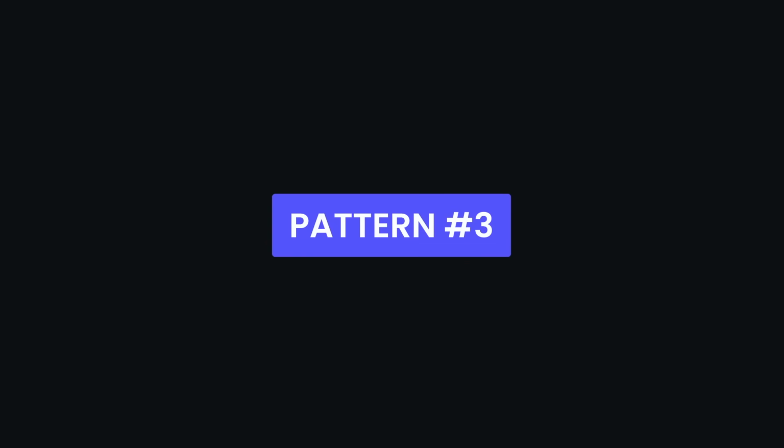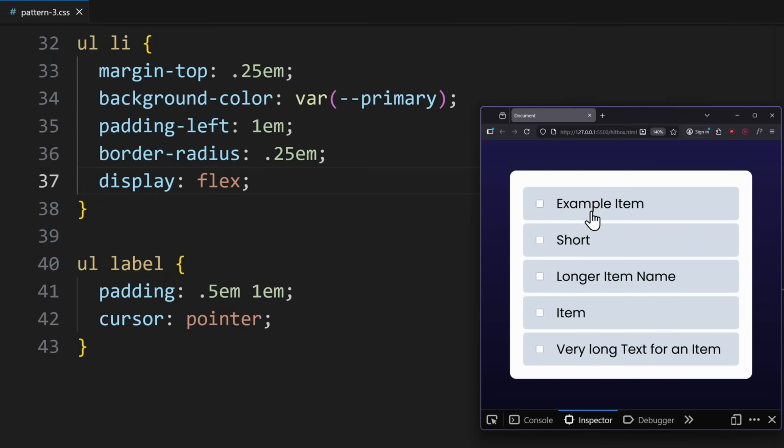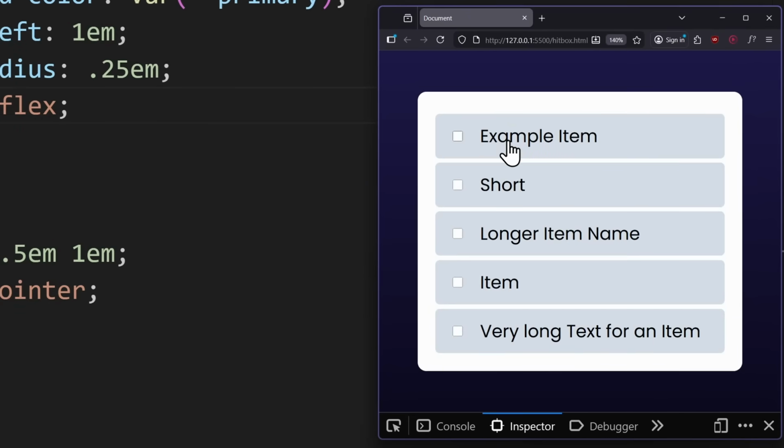Now to pattern number 3, increasing an element's clickable area. Picture this. You have got a clickable element, like a label, inside a bigger container. The label controls a checkbox next to it. So when you click the label, it toggles the check mark. Now imagine you have many of these items. Some labels are short and some are long, but visually every row has the same container width.